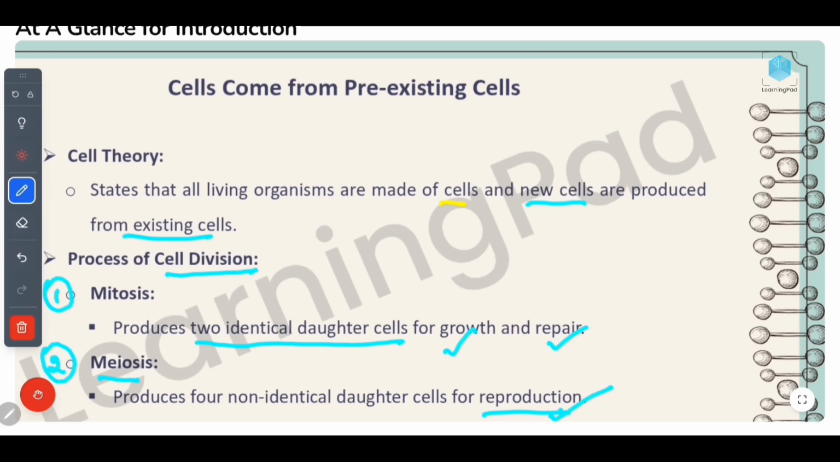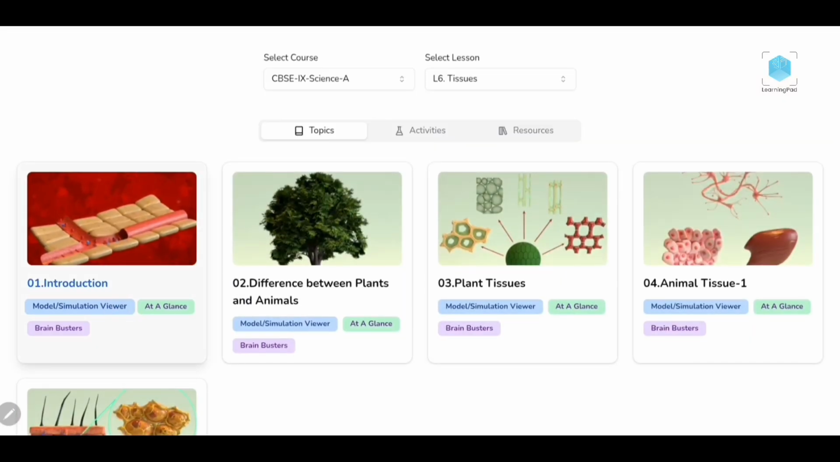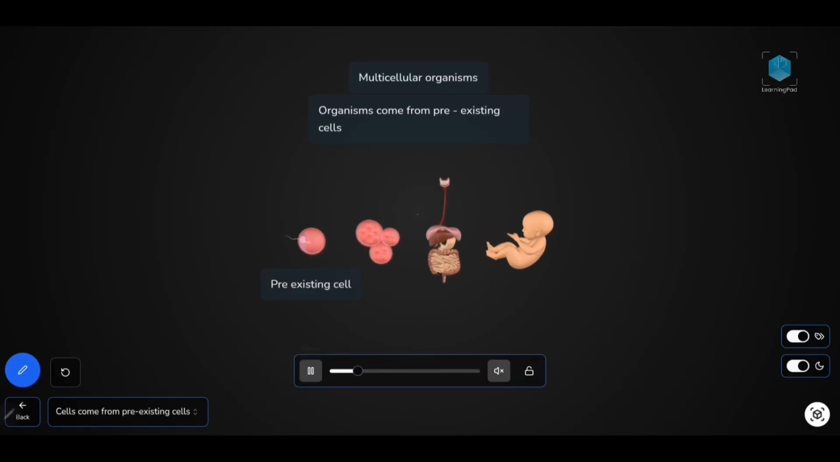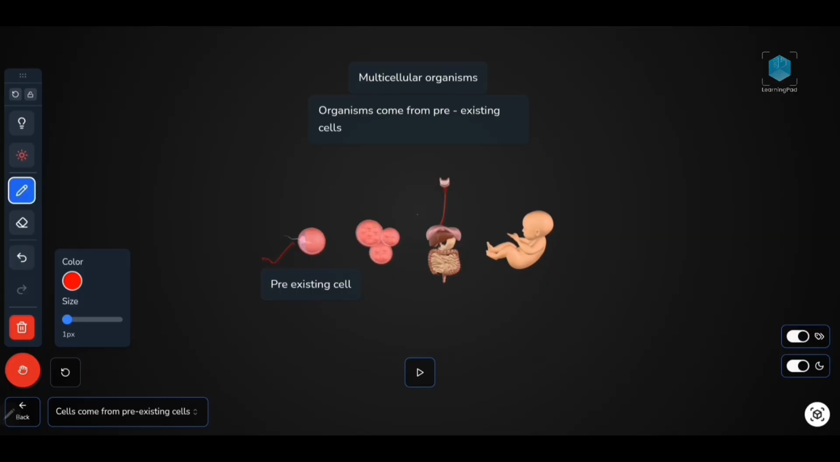So in this process, one cell gives rise to 4 non-identical daughter cells. So here we will see the 3D model of how a new organism forms. We have studied this, so let us see how a cell gives rise to new cells. Now you can see on the screen, children, this is a single cell. Now this single cell is nothing but a zygote. This zygote is formed after fertilization.